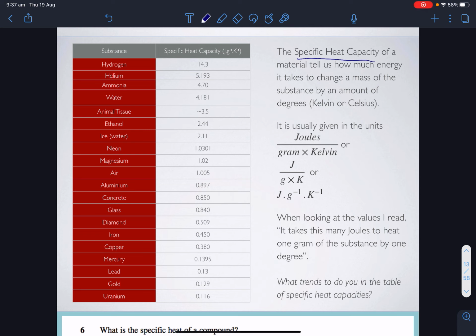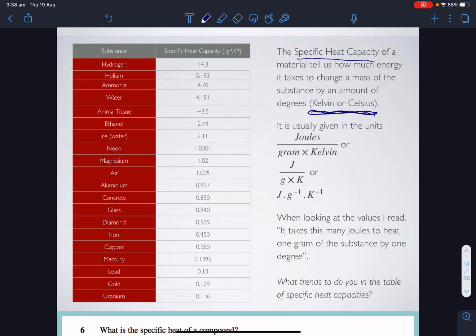Okay, and it tells us how much energy it takes to change a mass of the substance by a certain amount of degrees. Okay, Kelvin or Celsius. Okay, because remember, we're talking about a temperature change, not an absolute temperature. And remember that the magnitude of a degree Kelvin is the same as a magnitude of a degree Celsius. So when we're talking about a change in temperature in Kelvin or Celsius, they're equal.